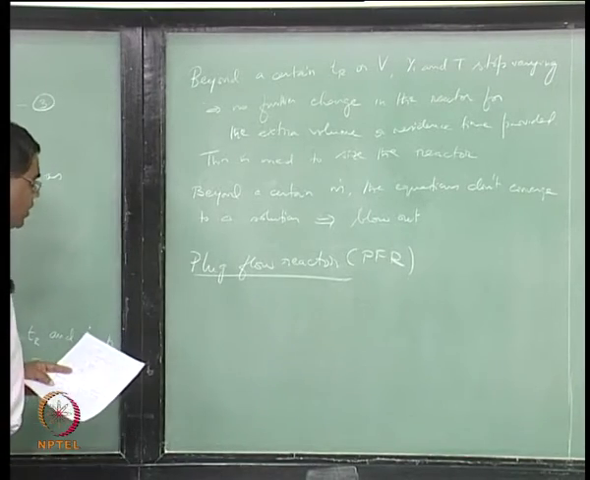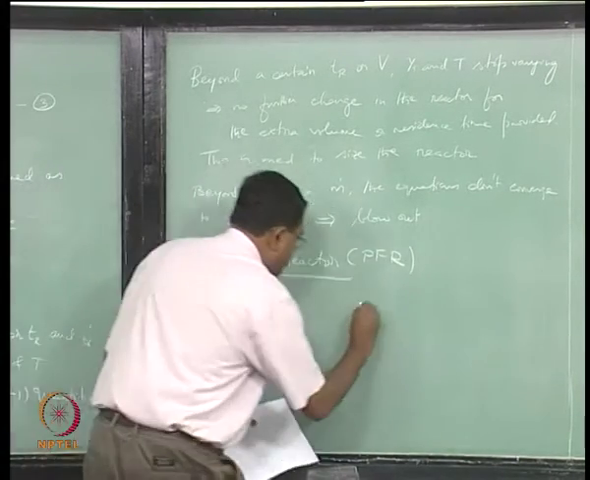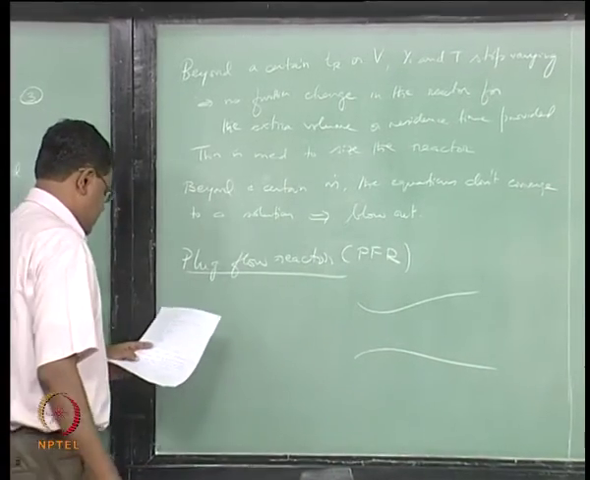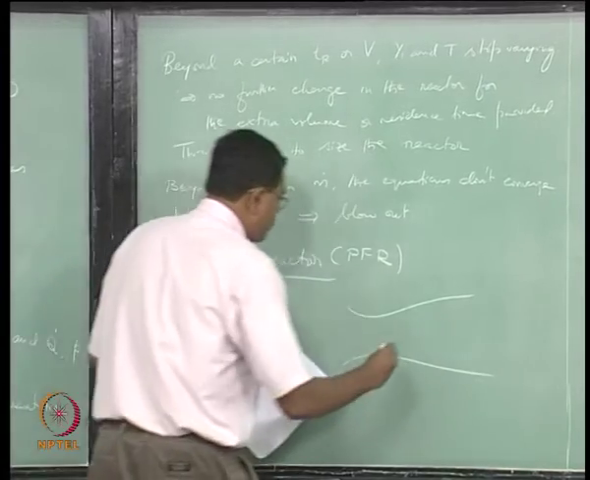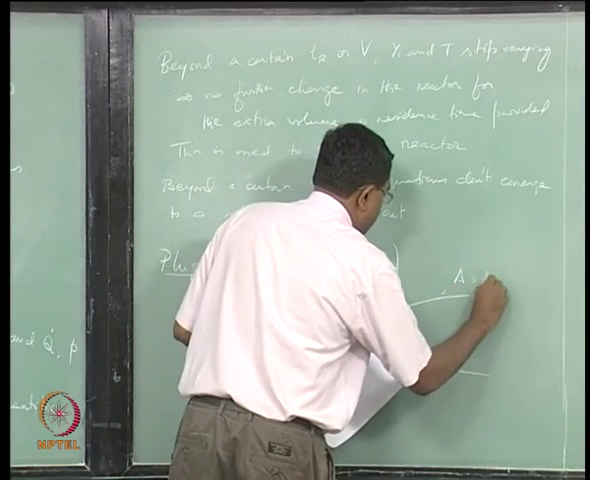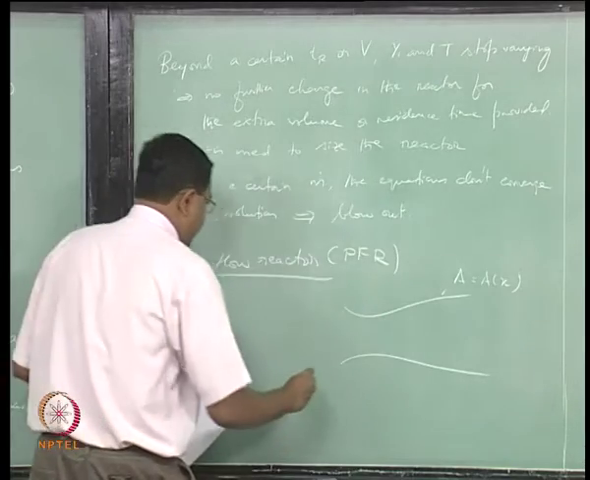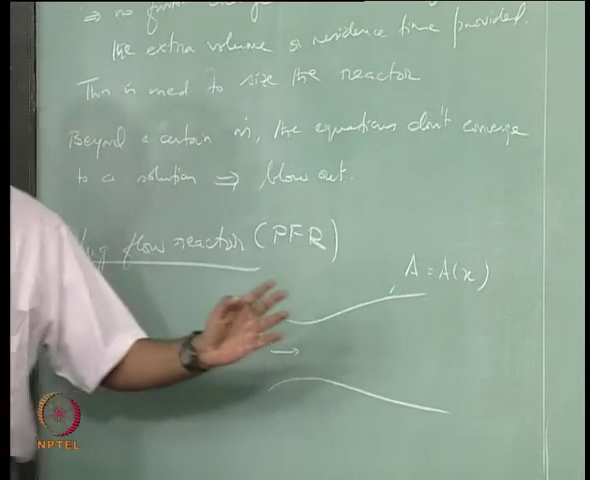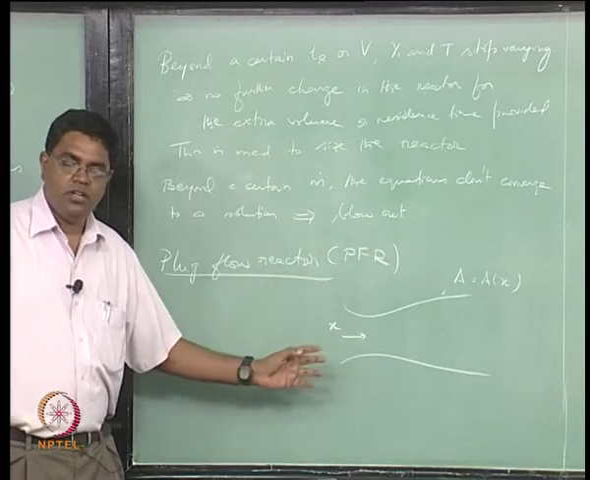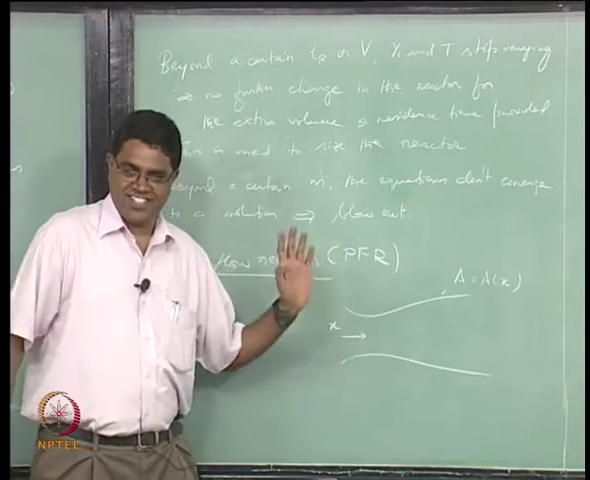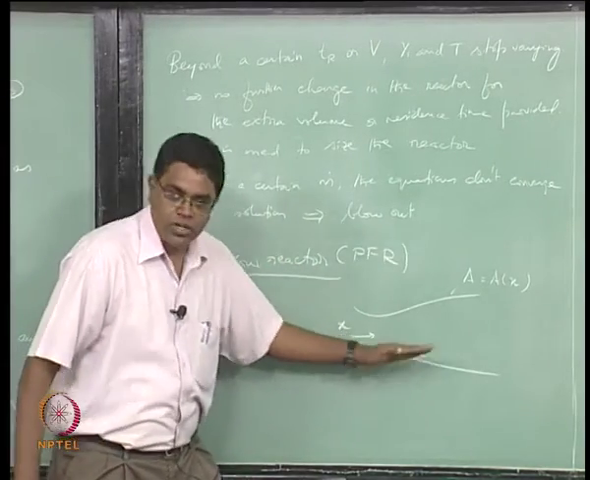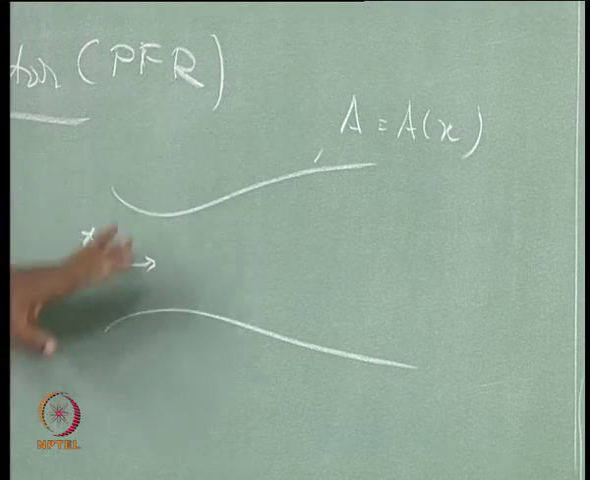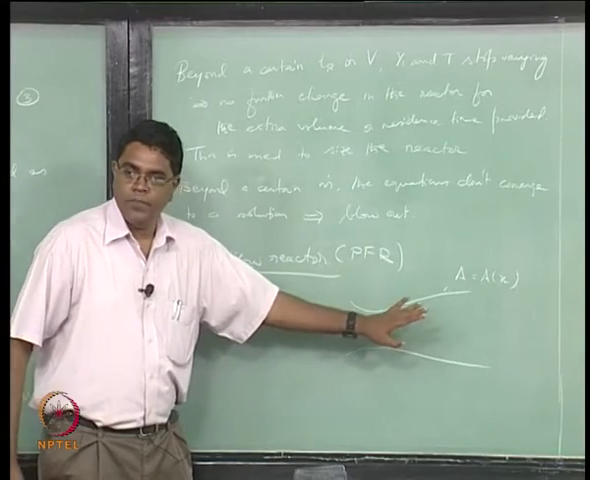So here the model that we are looking at is, you now have a variable cross-sectional area situation. So A equals A of X, where X is going in the predominant flow direction. We don't want to entertain any other flow direction. The flow is actually turning around and all those things to go along with the walls and so on. We are oblivious to it. We will keep our eyes shut, okay.